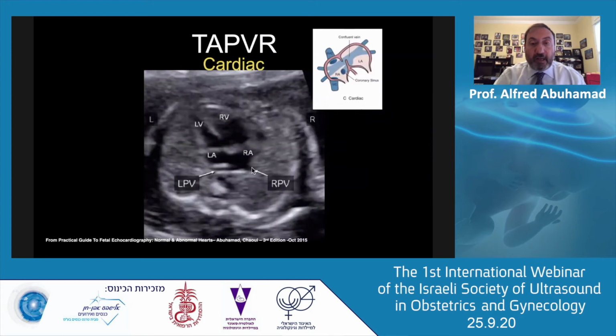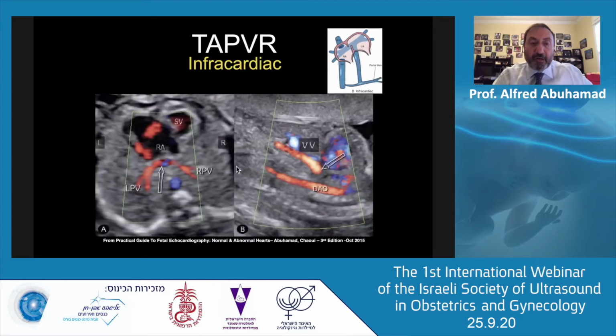Here's the cardiac type. You see the left and right pulmonary veins drain directly into the right atrium. And this is the infracardiac type. They're coming to the confluent vein, and you could see that the heart is significantly abnormal here with a single ventricle type. And then there's a vertical vein that leaves the heart going towards the liver and then returning through the IVC not shown here.